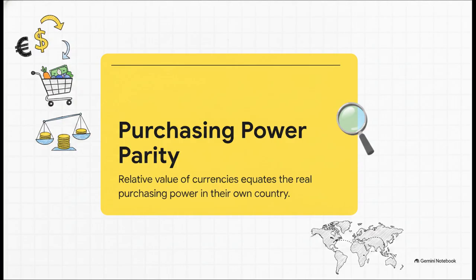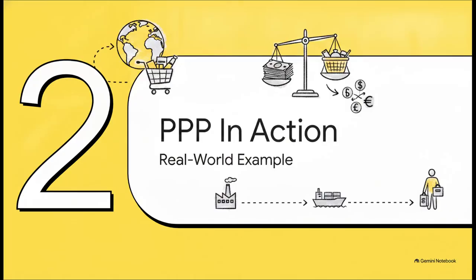Essentially, under a system of inconvertible paper currency, the exchange rate between two countries isn't just some random, magically generated number. It can actually be determined by looking at what that money can practically buy, its purchasing power, in its home country.